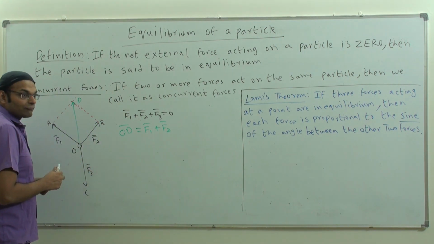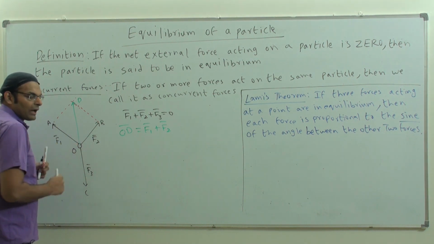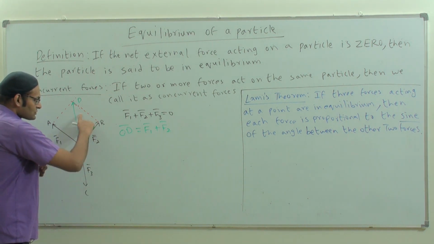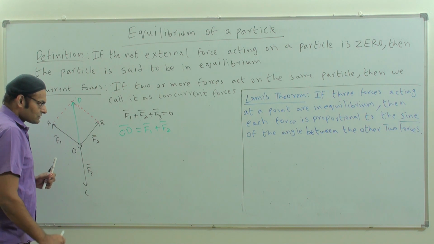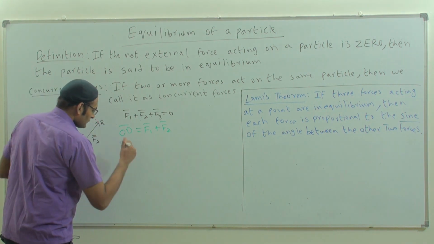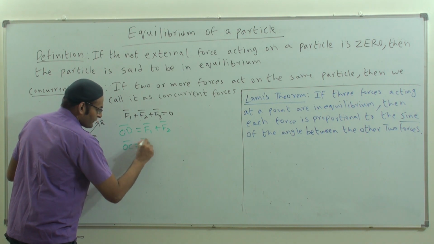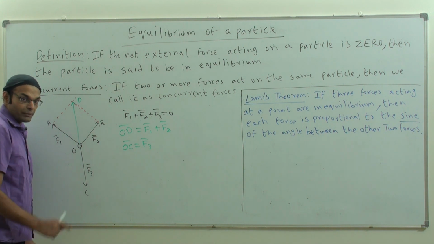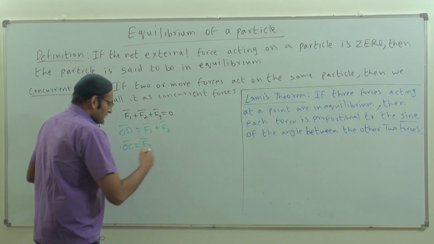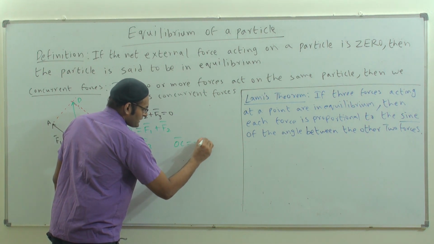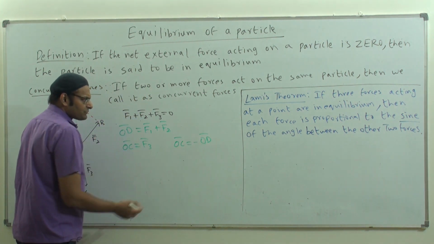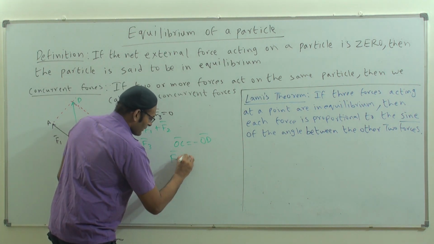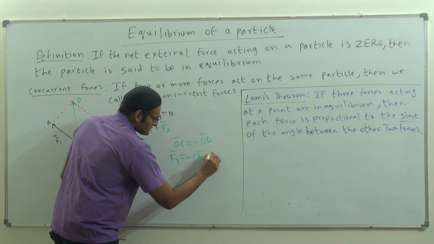Now, if this particle has to be in equilibrium, we have already calculated OD bar is equal to F1 plus F2. This should be equal and opposite to F3, that is OC bar. So OC bar is equal to F3. If this particle has to be in equilibrium, that is the net force acting on the particle should be equal to 0, then OC bar is equal to minus OD bar. Why am I writing minus? Because it should be equal and opposite to OC. So this turns out to be F3 bar is equal to minus of F1 plus F2 bar.